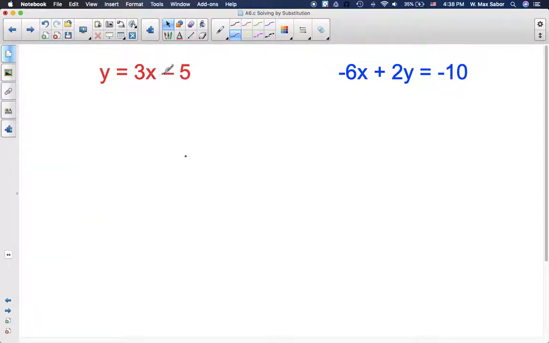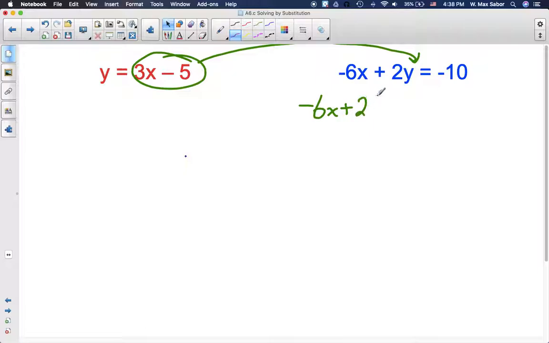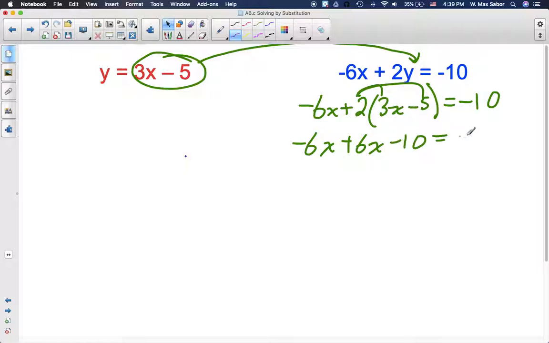Here, this is already solved. We can substitute this in. Negative 6x plus 2 times 3x minus 5 equals negative 10. Negative 6x, distribute in. 6x minus 10 equals negative 10. Combine like terms, that adds to 0, so negative 10 equals negative 10.